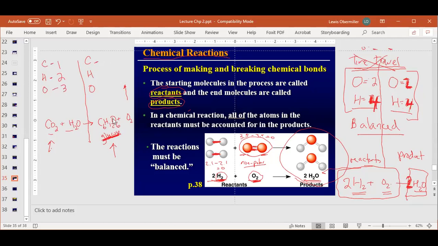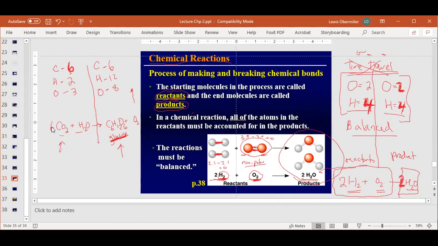All right. On this side, how many carbons? Six. How many hydrogens? 12. And how many oxygens? Perfect. So right away, you can see that we have 6 over here. We have 1 over here. We have to make this at least a 6 because we can't create molecules. So we have to put a 6 here. Everybody see that? Okay.